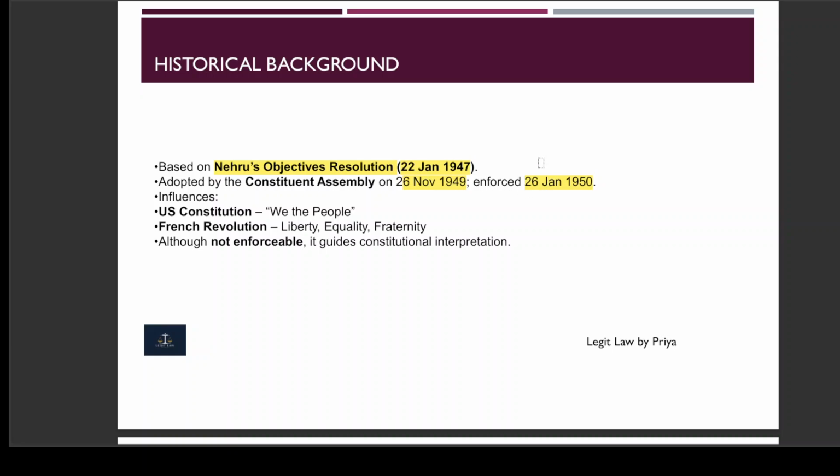The preamble also reflects global influence. From the US we took "We the People," and from the French Revolution the ideas of liberty and fraternity were adopted. Though our preamble is not enforceable, it still guides our constitution and constitutional interpretation. It means how we should interpret the constitution is guided by the preamble.